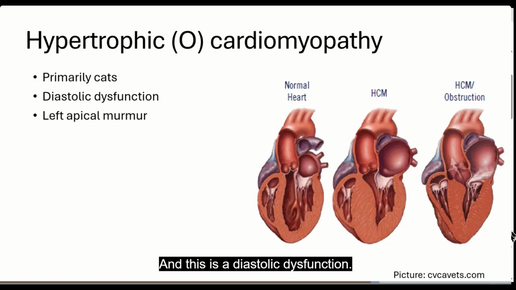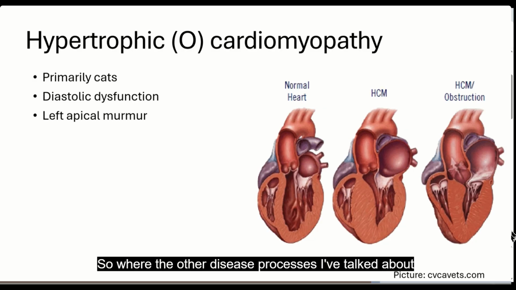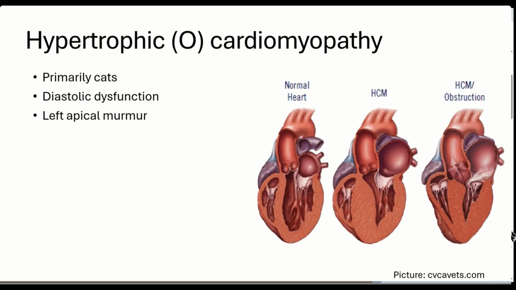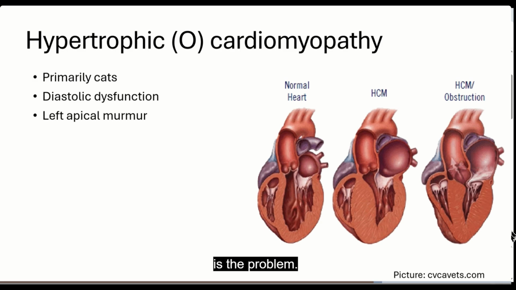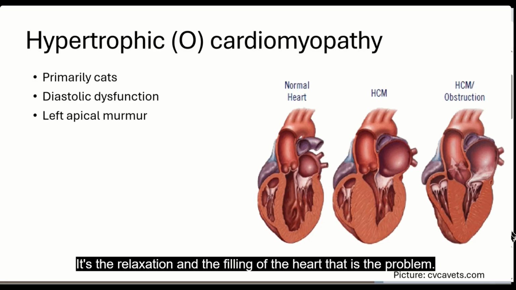So where the other disease processes I've talked about have a systolic dysfunction where contractility is a problem, with hypertrophic cardiomyopathy and hypertrophic obstructive cardiomyopathy, it's a diastolic dysfunction. So it's relaxation of that left ventricular muscle that is the problem. It's not the contractility. They're often very hypercontractile. It's the relaxation and the filling of the heart that is the problem.